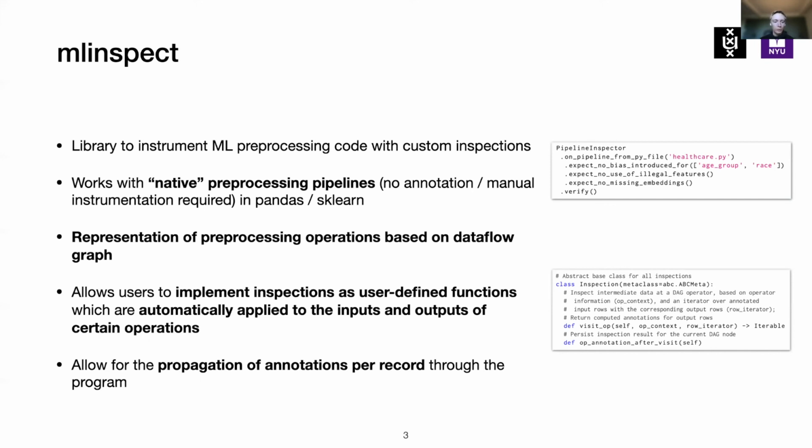The basis for all of this is to allow the propagation of annotations for each row flowing through the pipeline. And we think of mlinspect as a general runtime environment for machine learning pipeline analysis. We allow users to implement their own inspections. We already implemented several inspections and checks ourselves, as you saw in the demo earlier, but I think it's possible to build many different applications on top of it.